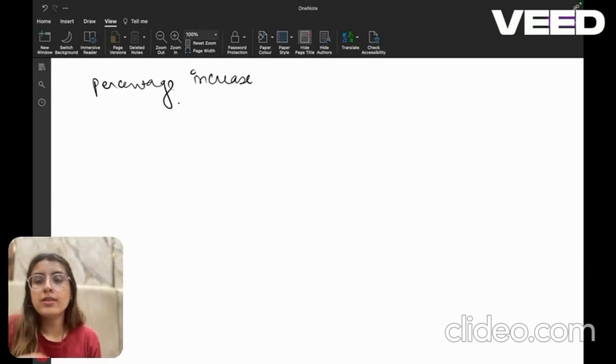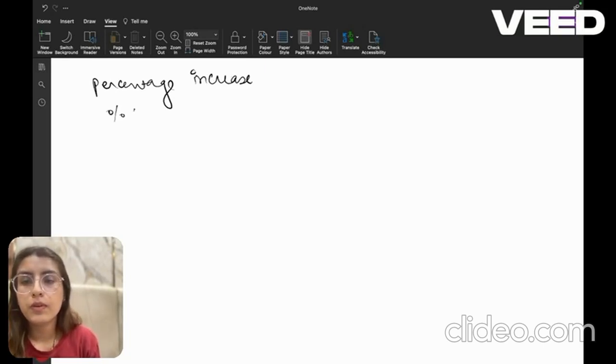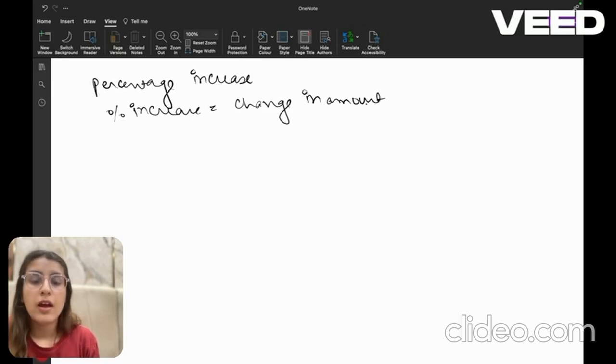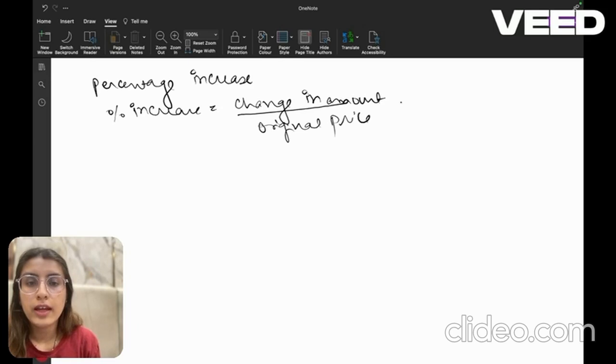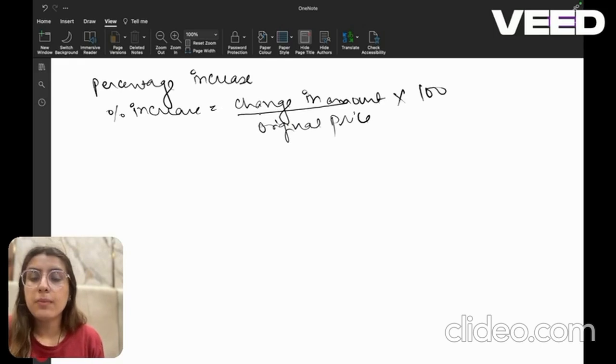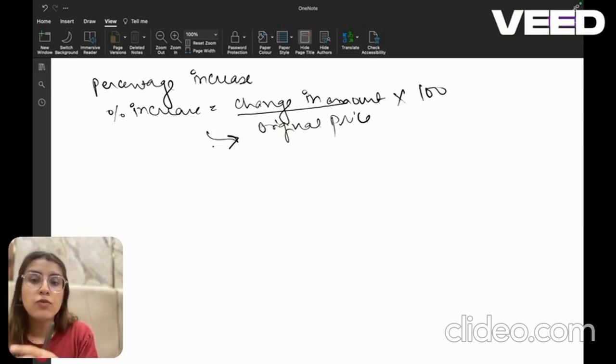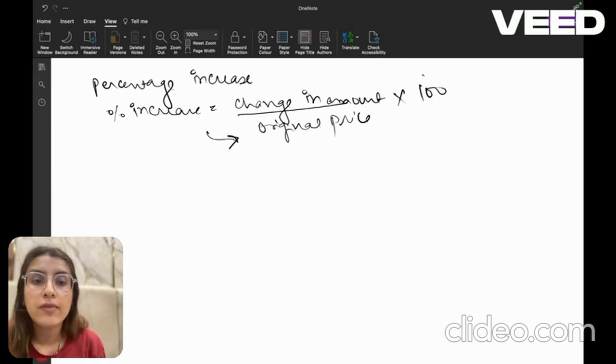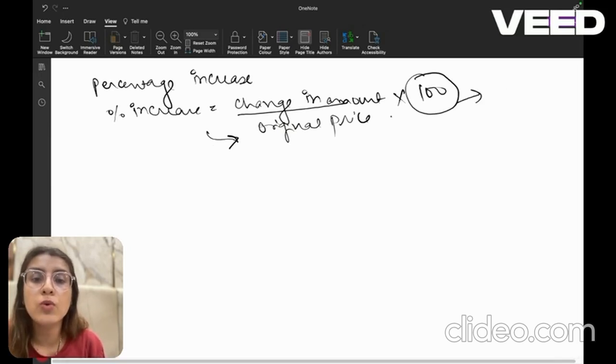So there's a formula for percentage increase, that is change in amount upon original price into 100. Now we have to calculate the percentage increase in reference to the original price because the new price has been taken in reference to the original price. So we have to take the original price as the base, and we multiply it by 100 because we have to convert this particular fraction into percentage.